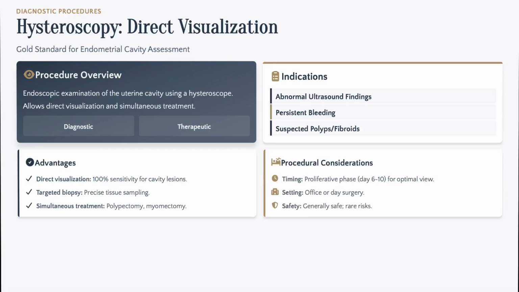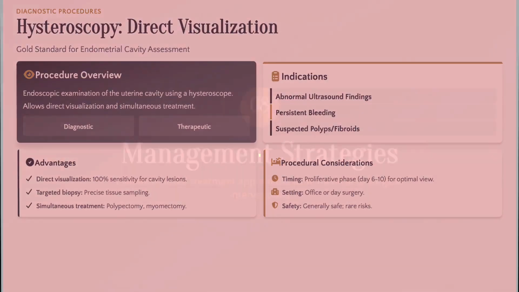So consideration about the timing of the procedure. Timing is very important. Proliferative phase, that's the best time, day 6 to 10, for optimal view of the tumors there. Setting, you can do it in office or in day surgery. And safety, it's generally safe, and there are rarely some risks.